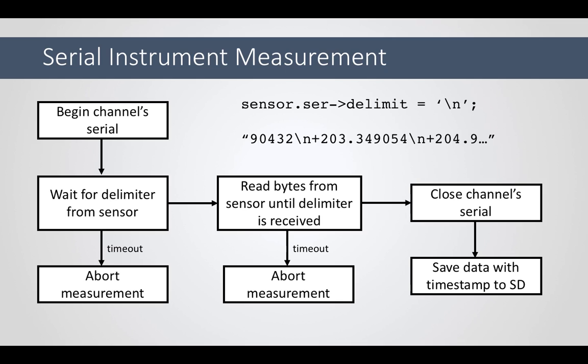Finally, I want to go over how I'm reading measurements from the serial instruments. First, I start up the channel serial, and then I read bytes until I see the sensor's delimiter. So for instance, if the delimiter is new line, I'll read the bytes until I get a new line. Then I'll start actually recording the rest of the bytes, until I see another delimiter, and that'll be the end of my recording. Then I'll close the channel serial and save that recording to the SD card with this timestamp. If I don't see the delimiter within 1 second of recording, I'll time out and abort the measurement.